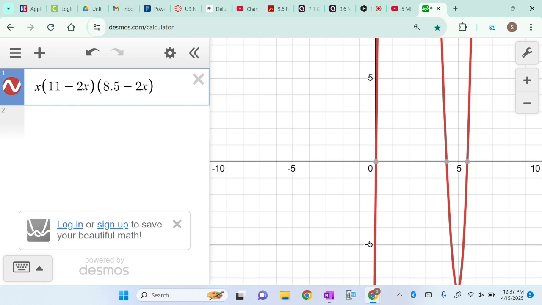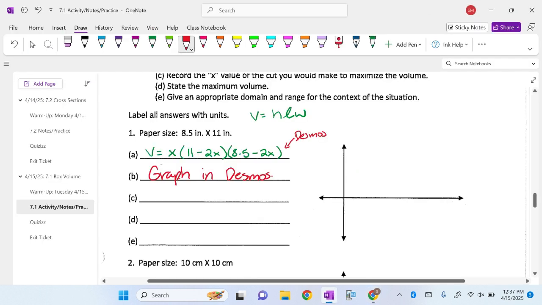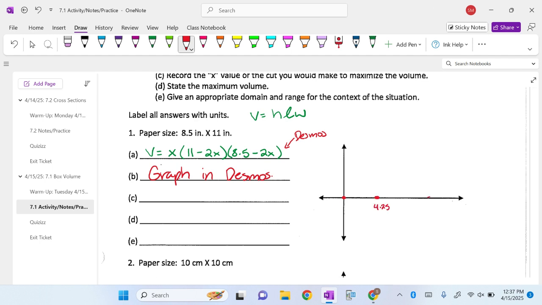Now, I'm going to graph my x-intercepts first. So I have 0, 0, 4.25, and 5.5. So I have 0, 0. Let's say this one is 4.25, and this one is 5.5. And then my graph looks something like this. All right, good.